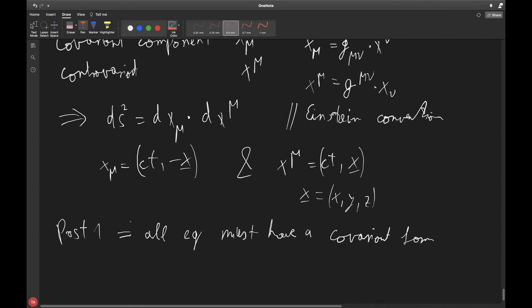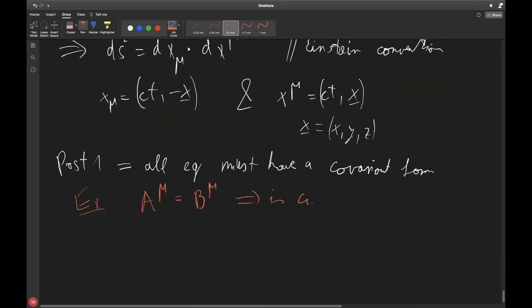I think it's easier if I just give an example. So let's just say that I have an example that some a mu equals some b mu. That is a covariant equation. This is covariant. However, if I say that I have a mu nu equals b mu, this is not covariant. I have an index mu on the left hand side, and I have an index mu on the right hand side, so it should be fine. But I also have an index nu on the left hand side, which is not at all existing on the right side. So all of the equations in physics have to have a form which is something like that.